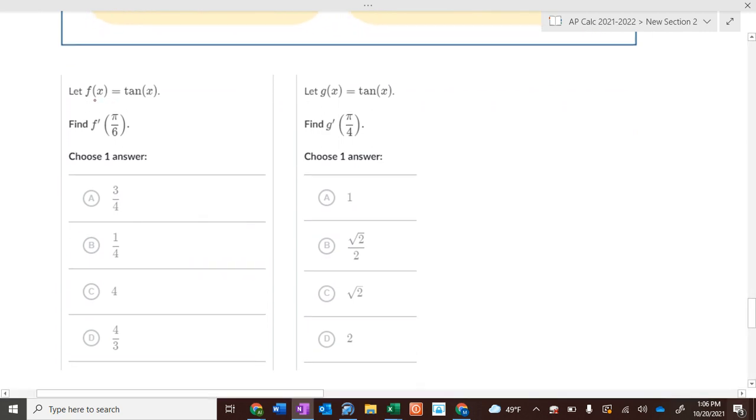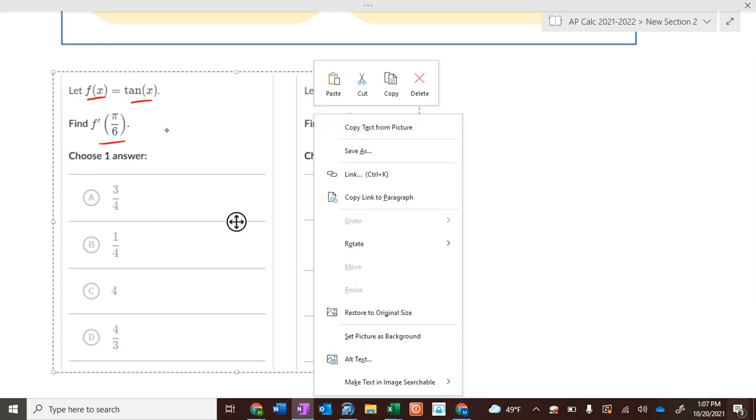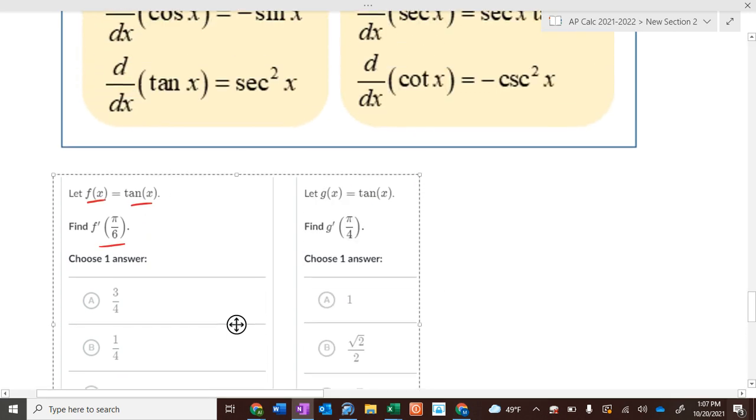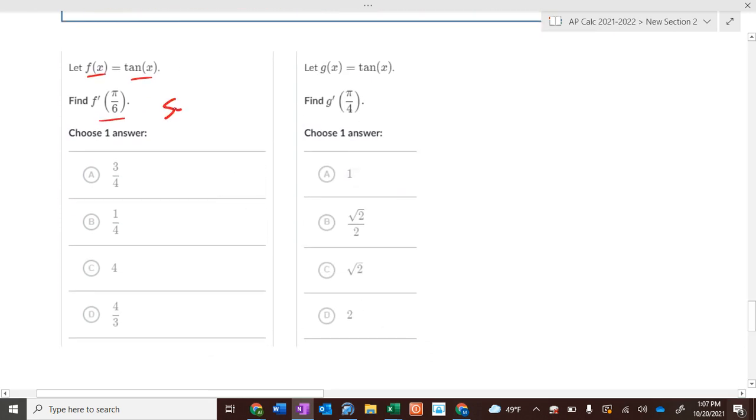So it says if f of x equals tangent of x, what's the first derivative at pi over 6? When you see the first derivative at pi over 6, you not only have to think about what's the first derivative, but also where is my unit circle? So you find your unit circle. The first derivative of tangent x is secant squared of x, right? So you take secant squared of pi over 6. Now, what does that mean? Well, that means the secant of pi over 6, whatever that answer is, you square it.